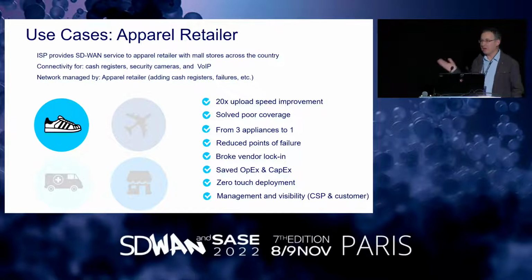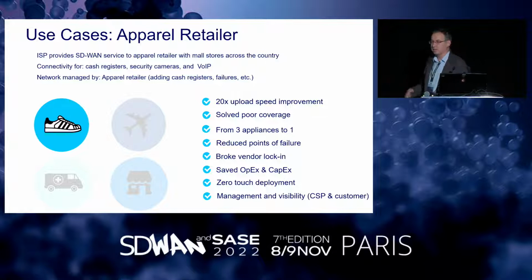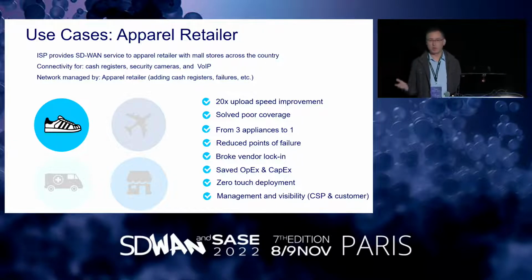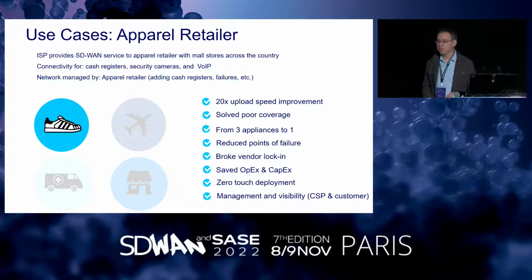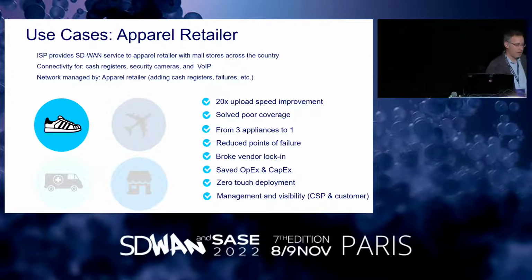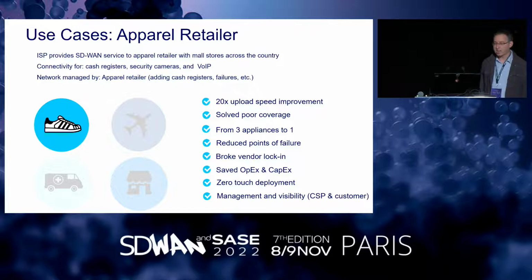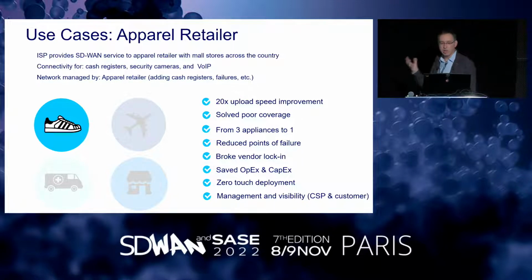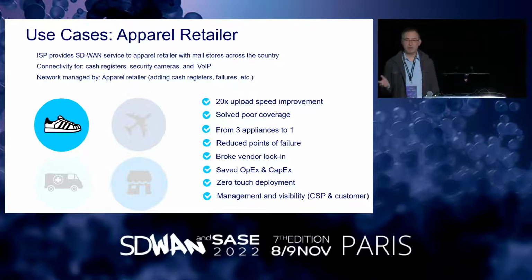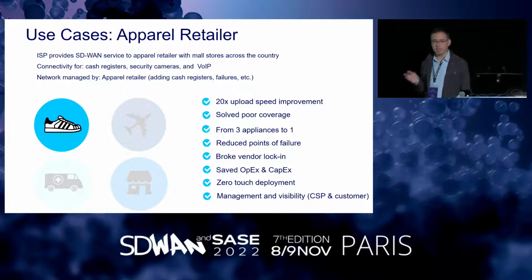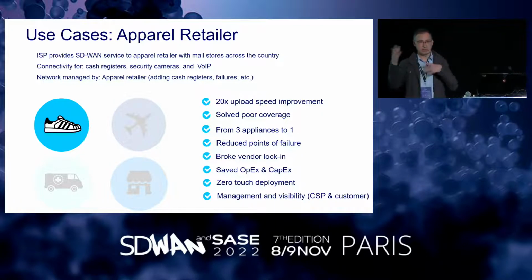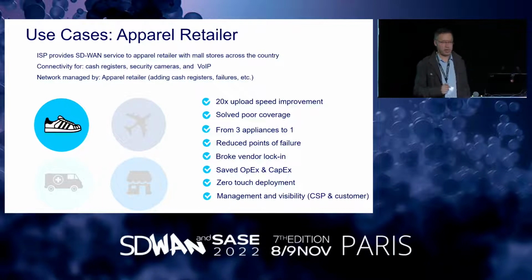So our first use case is an apparel retailer. We got approached by an ISP that has a very large customer that sells apparel across malls in the country, and it needs to provide connectivity across all the malls, all the branches. The connectivity is needed for cash registers, voice over IP, and some video streaming or video cameras that they are streaming on the screen, some commercials and stuff across the branches.